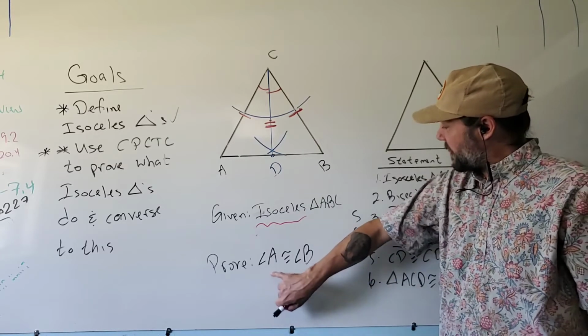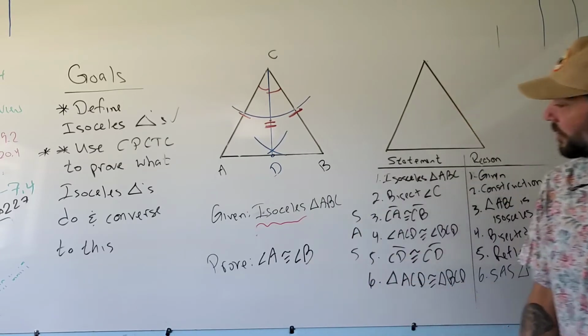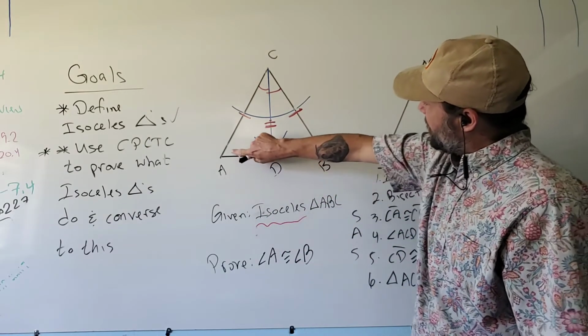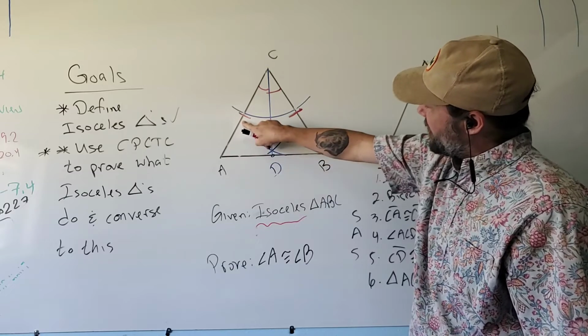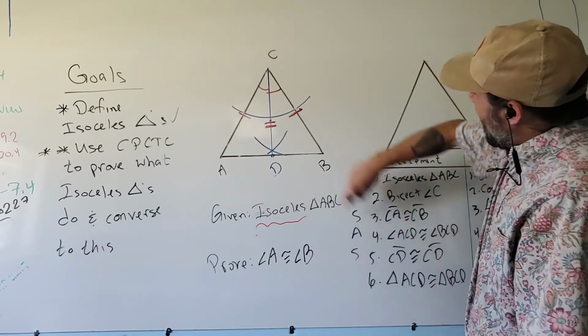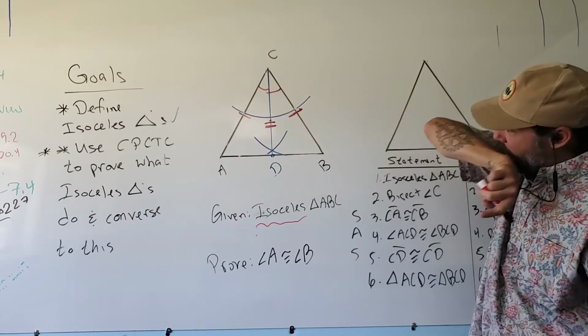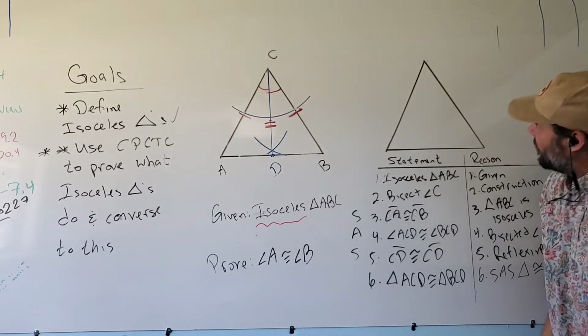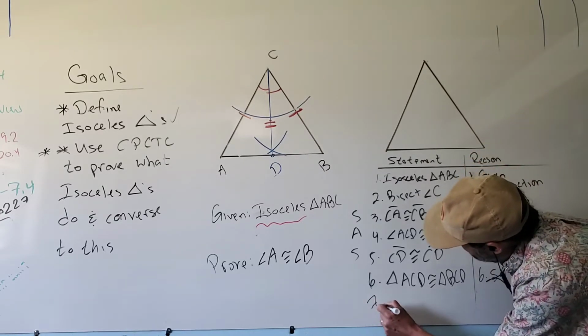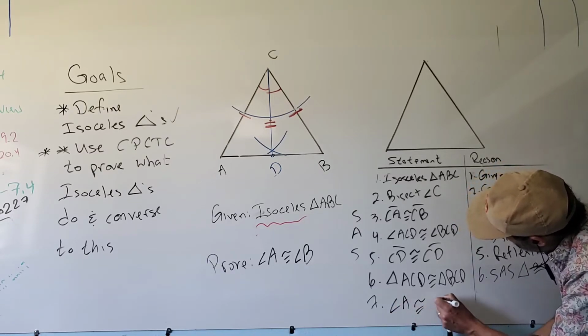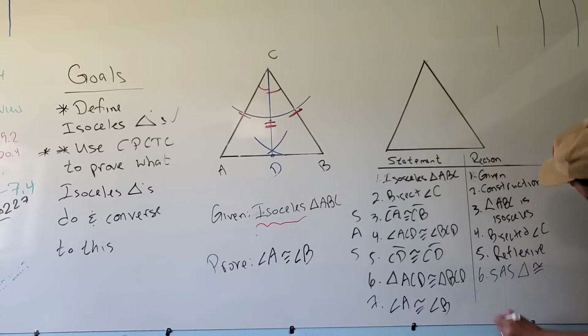Now, remember, we always want to keep our eye on the prize and know what we're arguing to. And notice that angle A is next to the side with the 1 mark and the no mark, as well as angle B. Angle B is next to the side with the 1 mark and the no mark. So I can reach my final conclusion and say that angle A is congruent to angle B. And this is because of corresponding parts of congruent triangles are congruent.